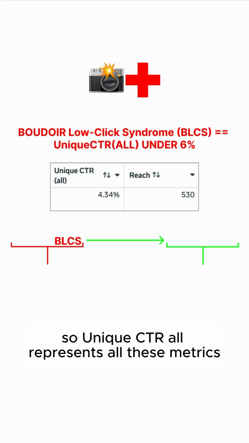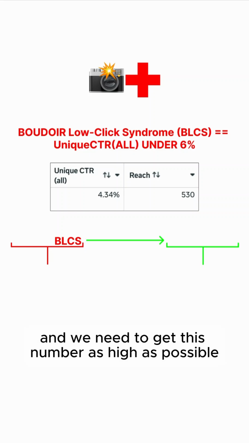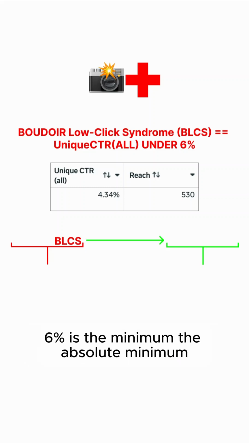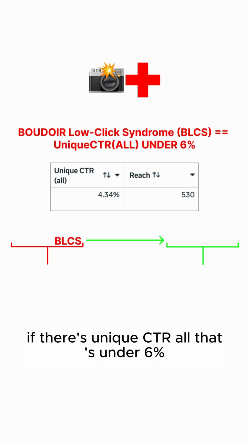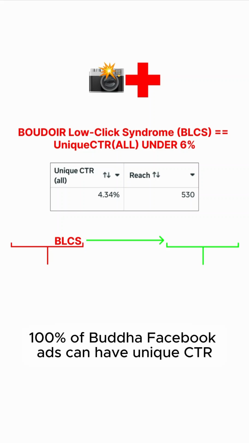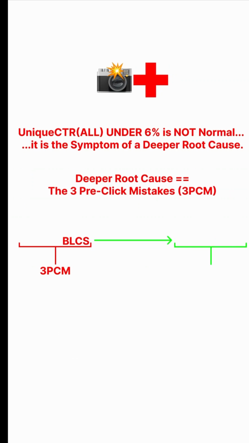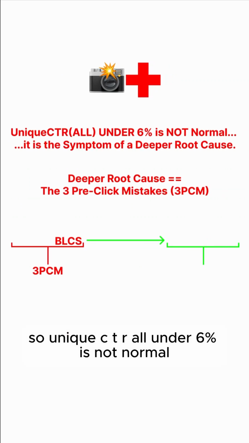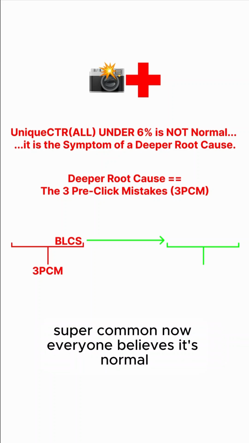So unique CTR represents all these metrics, and we need to get this number as high as possible. 6% is the absolute minimum. If there's a unique CTR under 6%, we've got massive problems. 100% of Boudoir Facebook ads can have a unique CTR above 6%. So unique CTR under 6% is not normal. Super common though. Everyone believes it's normal. Everyone just leaves it alone.